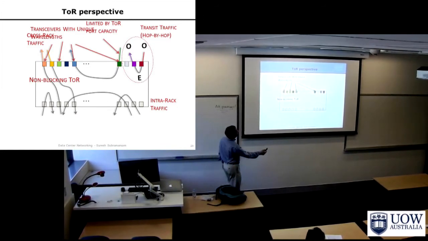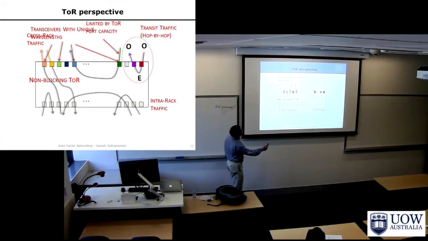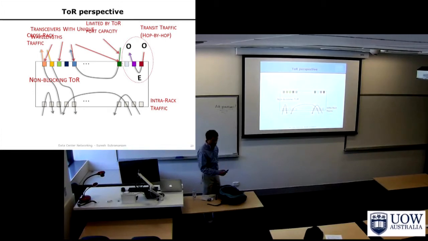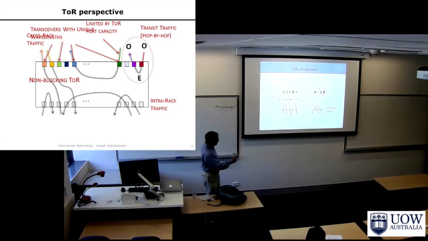Each TOR looks like this. It's got a bunch of optical transceivers, one at each wavelength, and this one shows 32 wavelengths right here. Any traffic within the rack is never going to appear on the optical side. It's going to be switched internally within the rack. They're not changing any of that. But if there's traffic coming from outside the rack to this rack, then that's going to come in through the optical port, like that.